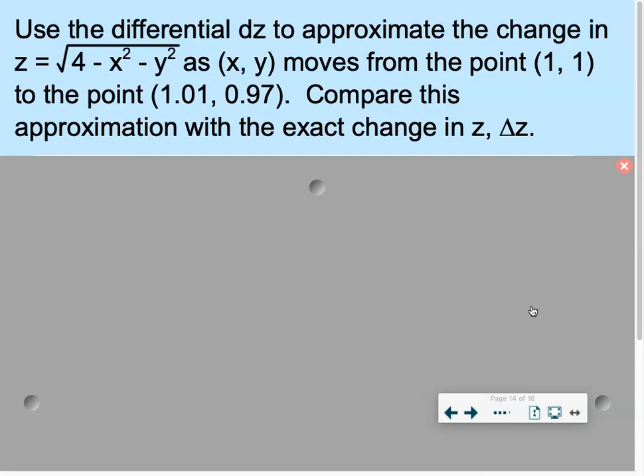Go ahead and take a minute or two and see if you can write up your total differential. Remember, you're going to find your partial x times dx plus your partial y times dy.